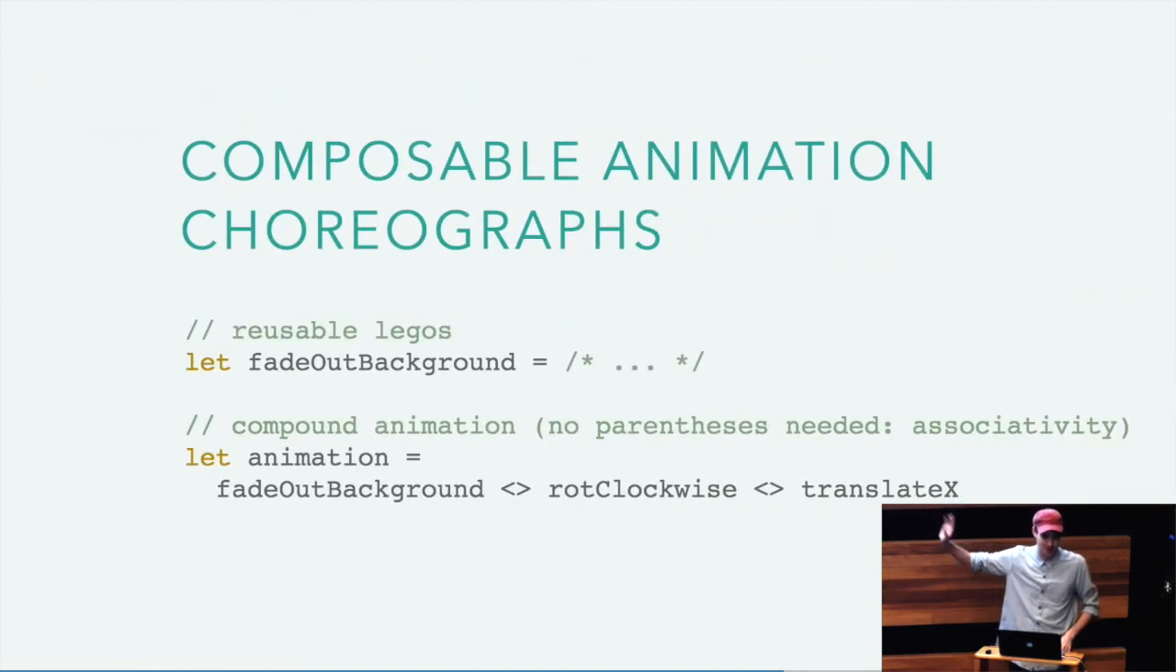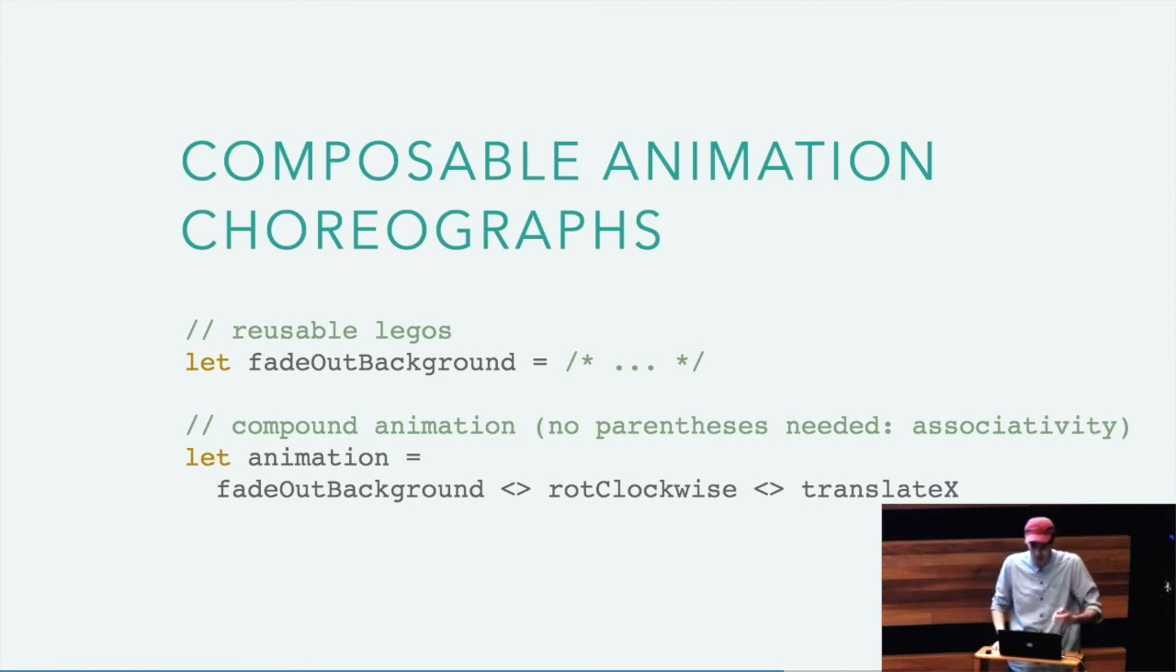Here's some pseudocode, okay? So we could build a library that looks something like this. I haven't done that yet, but we can have a library of these little primitives, like something that can fade out the background, something that can move something. And then we can build up a compound animation by just combining things. So we can say first fade out the background, then rotate clockwise, then translate. And we don't need parentheses because of the associativity.